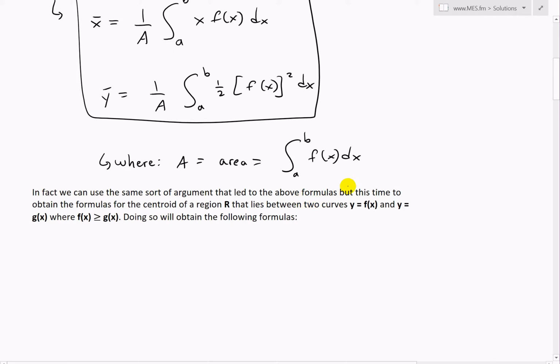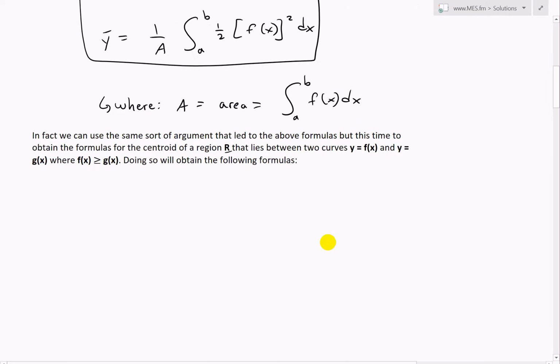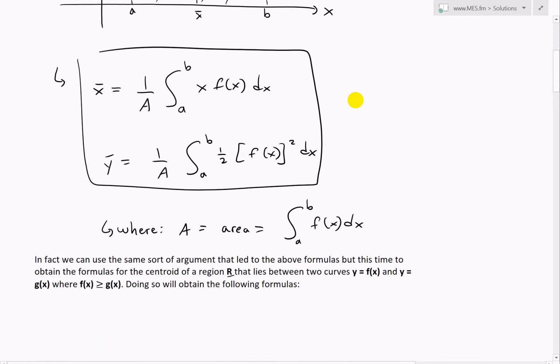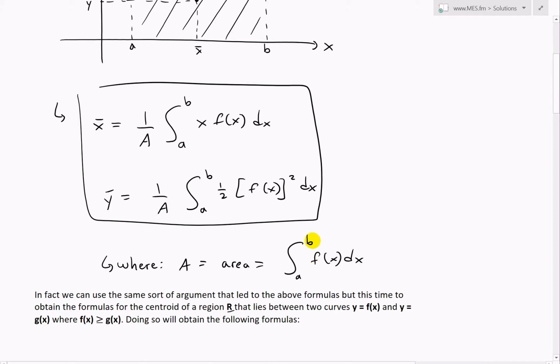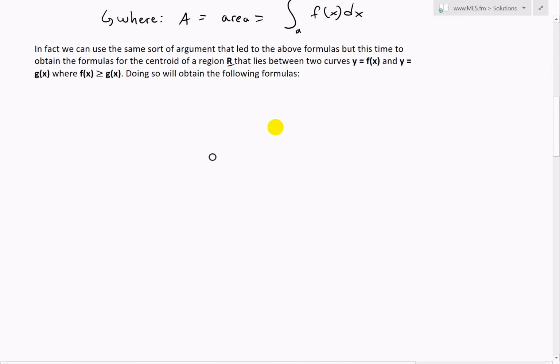In fact, we could use the same sort of argument that led to the above formulas, but this time to obtain the formulas for the centroid or center of mass of a region R that lies between the two curves y equals f of x and y equals g of x, where f of x is greater than g of x. Doing so, we'll obtain the following formulas. Basically, I'm going to solve this using pretty much the same derivation that I used to get these, so make sure to watch that video to get it in a bit more detail.